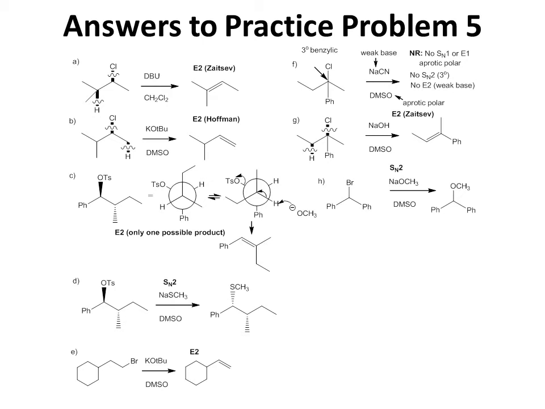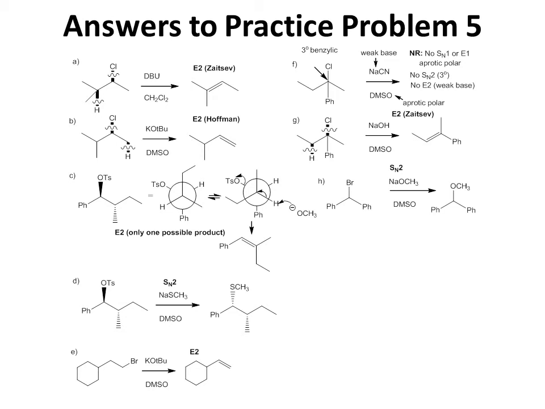In this situation, it's hard to tell where the beta hydrogen is, so we draw a Newman projection and rotate it so that the tosylate leaving group is anti-periplanar to the beta hydrogen. Then show methoxide removing the beta hydrogen and displacing the leaving group. That gives us our final product. There's only one product because there's only one appropriately positioned beta hydrogen and alpha leaving group.